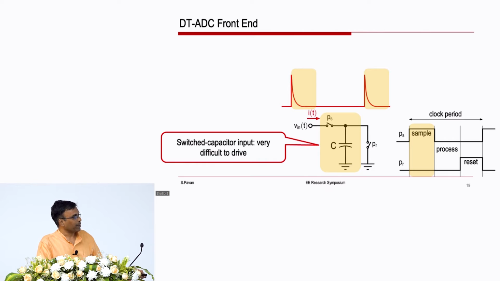Now, when you take a capacitor which is initially uncharged and connect it to a voltage source, you have seen in your basic circuits class that it will ideally draw an impulse of current. But in practice, because of finite switch resistance, that impulse will become an exponential spike.